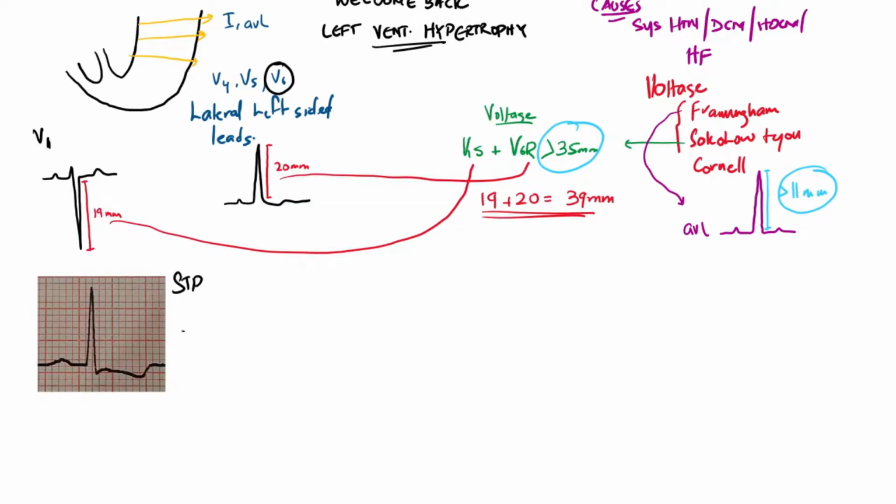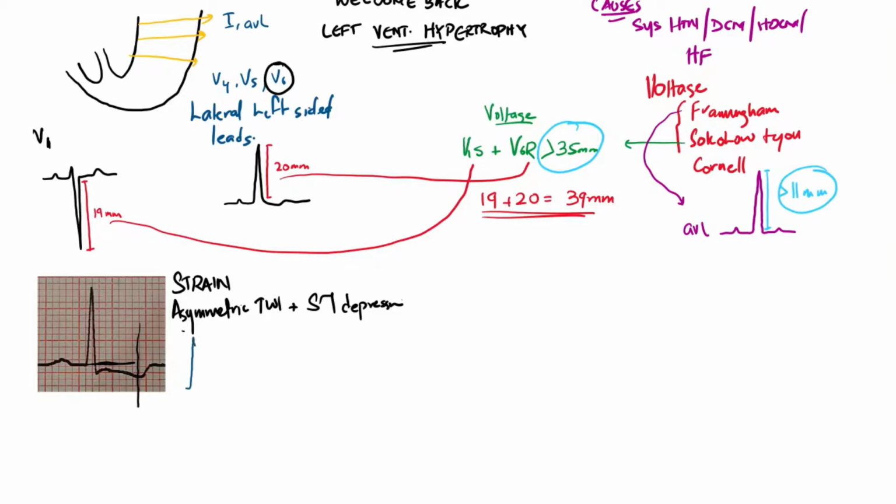I've put an image of a strain pattern over here, which is very characteristic of left ventricular hypertrophy. Essentially, a strain pattern is asymmetric T-wave inversion plus ST segment depression. So if you draw a line across here, you can see that the ST segment is depressed. And if you draw a vertical line across the T wave, you can see that there is an initial downsloping and then an abrupt takeoff, which makes it an asymmetric T-wave inversion.